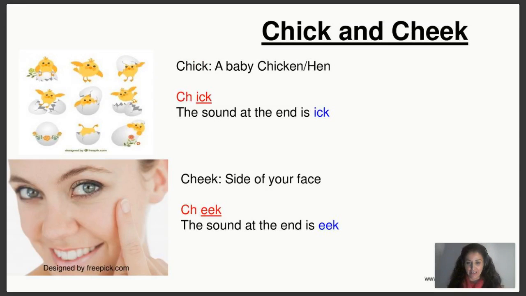Chick and cheek. Again, very similar words, but are often mistaken when I'm talking to my students. Chick is a baby chicken, a hen, and the sound at the end is ick, I-C-K. Chick. Again, nice and wide. Ick. And then cheek. Your mouth is much softer.